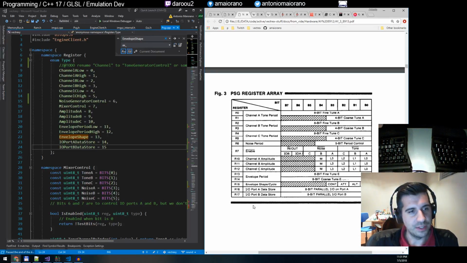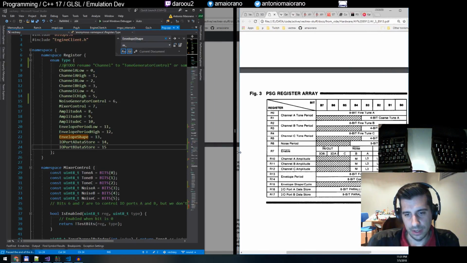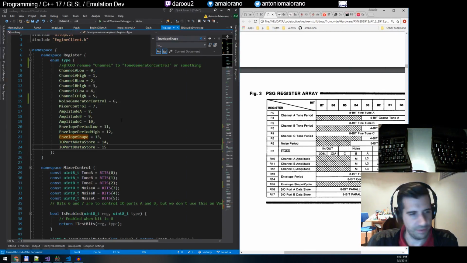Yes, it's got 3 channels. It's got 3 tone generators, 1 for each channel. It has a single noise generator that can be assigned to 1, 2, or 3 or no channels. And it's got an envelope generator to basically modify the volume on any channel. So that's sort of the story there, if that's what you're asking.